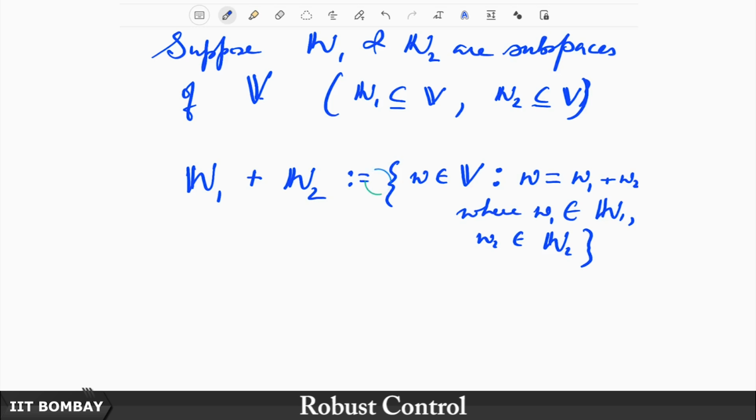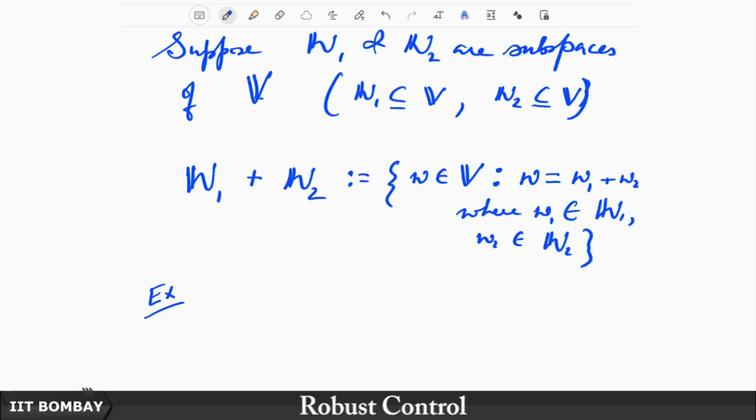At this point we are not saying that this is a unique representation of this small w. If it is, then instead of calling this a sum of vector spaces, we would have called it a direct sum of vector spaces. Okay. So, I leave it to you to check as an exercise that this is indeed a vector space.